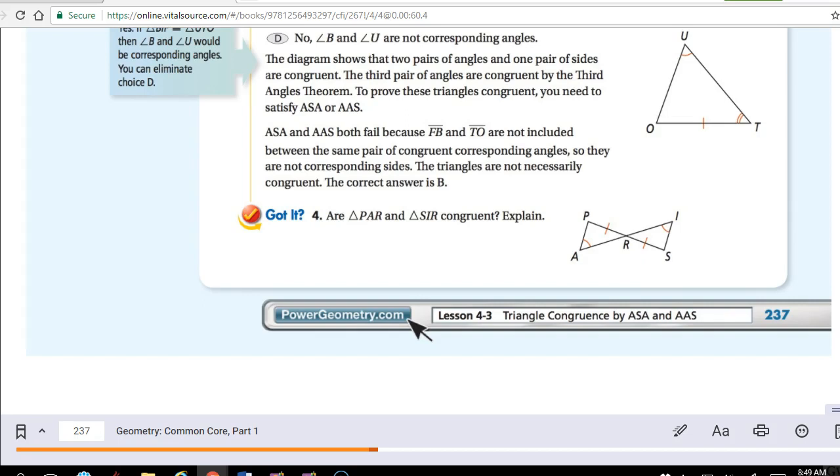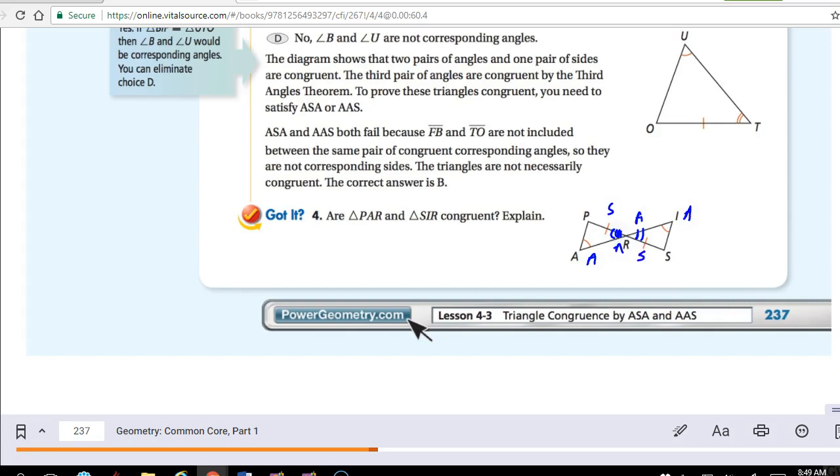Now, a couple things that we learn here is when we're looking at these two triangles, even though it doesn't state it, this angle right here and this angle right here are called vertical angles, and they are always congruent to each other. So I'll try to make double tick marks there. Angle R on the left and angle R on the right, which you could say PRA or IRS, those two angles are congruent. So technically we have angle, angle, side, and angle, angle, side.